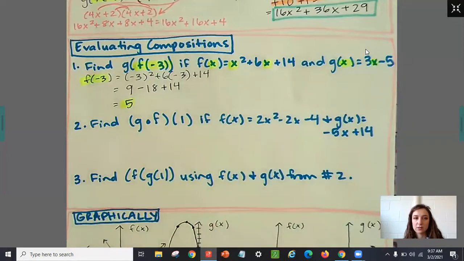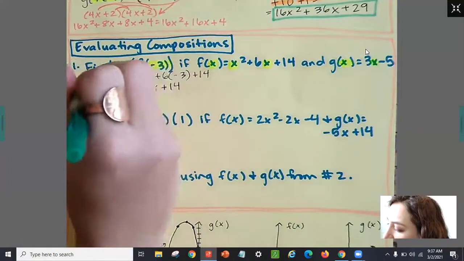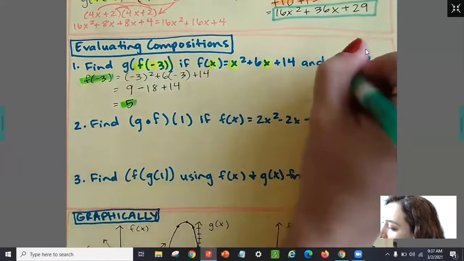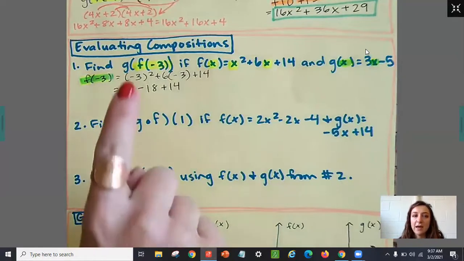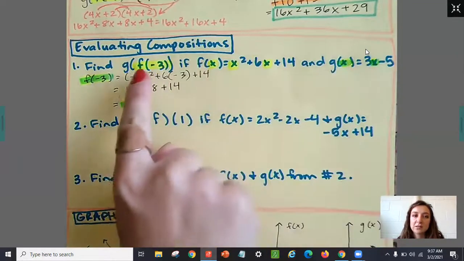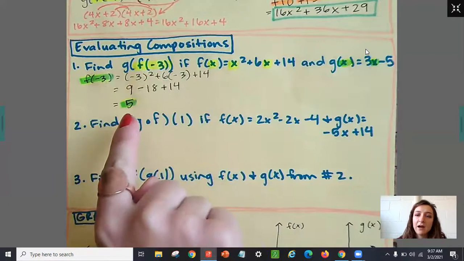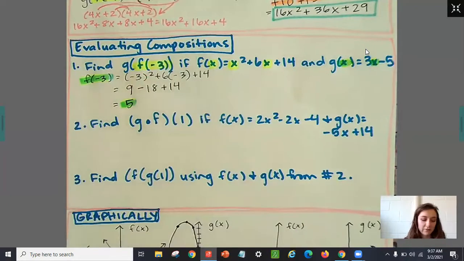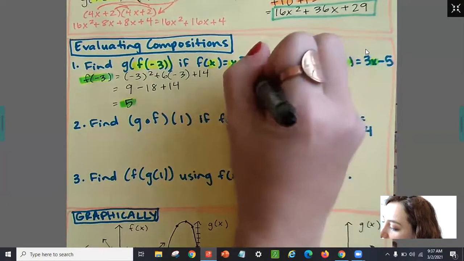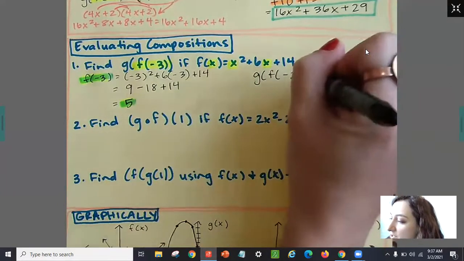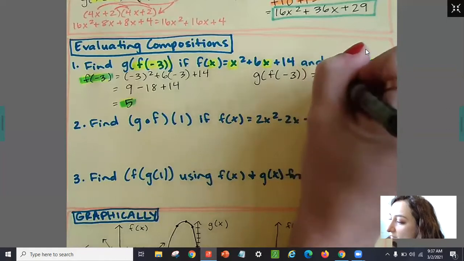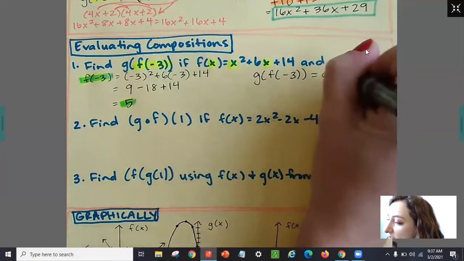Actually, I want to change the highlight on this. Hopefully it doesn't smear. There we go. Okay, so now we're going to plug in f of -3 in for g of x. Since we already know f of -3 is 5, we're just going to be plugging 5 in for g of x. So if we're doing g of f of -3, we know that f of -3 is 5, so we're going to put 5 in right there.